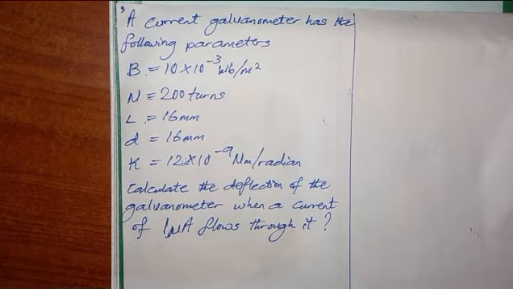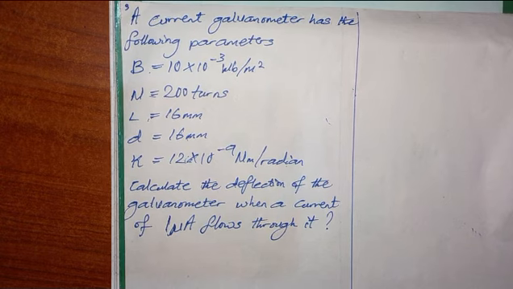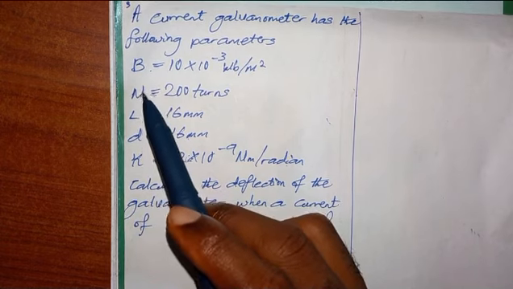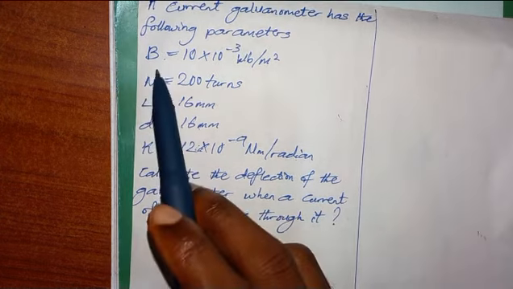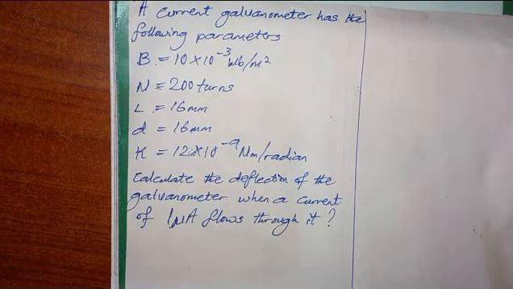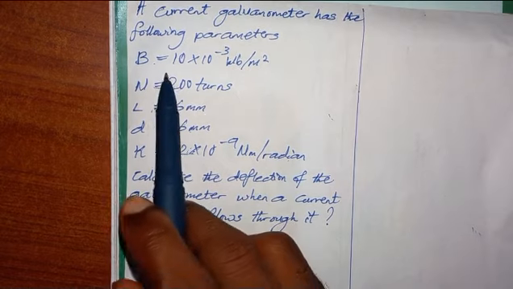This one says a current galvanometer has the following parameters: B equals 10 times 10 raised to power minus 3 Weber per meter squared. This B means magnetic flux density. So the current galvanometer has the following parameters. One of the parameters that it has is the magnetic flux density, which is B, that is given here.